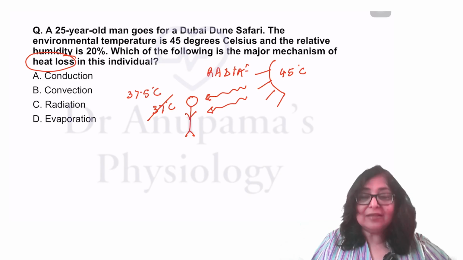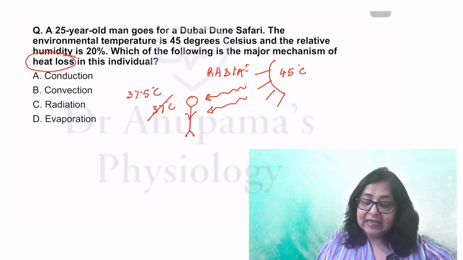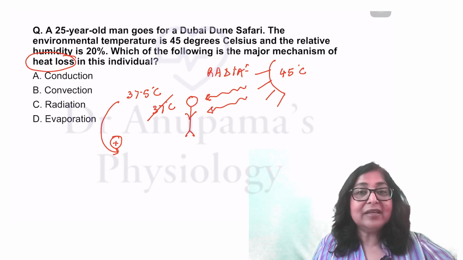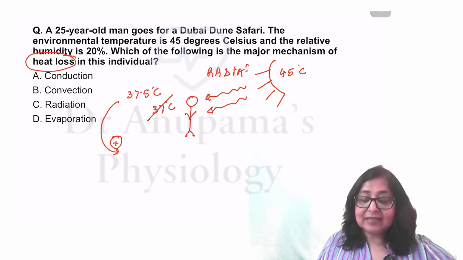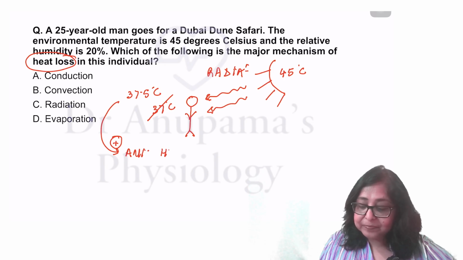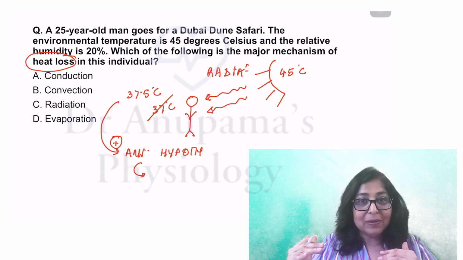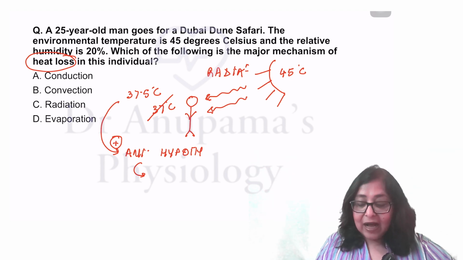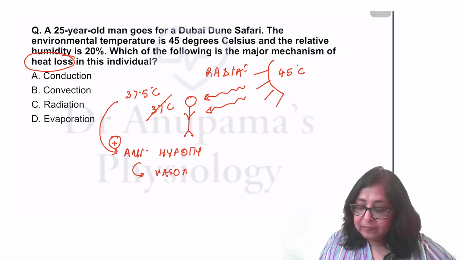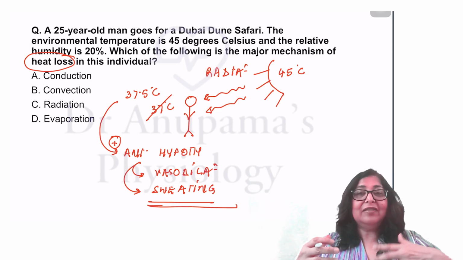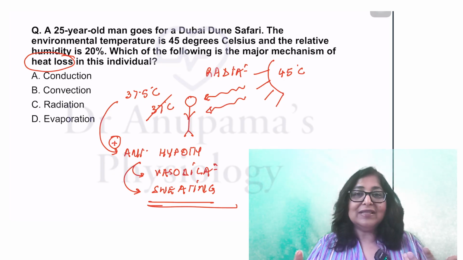An increase of just 0.5 degrees Celsius is enough to stimulate the heat loss center. Which is the heat loss center in the hypothalamus? This is the anterior hypothalamus. Anterior hypothalamus will now initiate mechanisms to lose heat and bring the body temperature back to normal. The two mechanisms by which heat loss will occur are vasodilation and sweating. How does sweating help in heat loss? There is evaporation of the sweat, which causes heat loss.